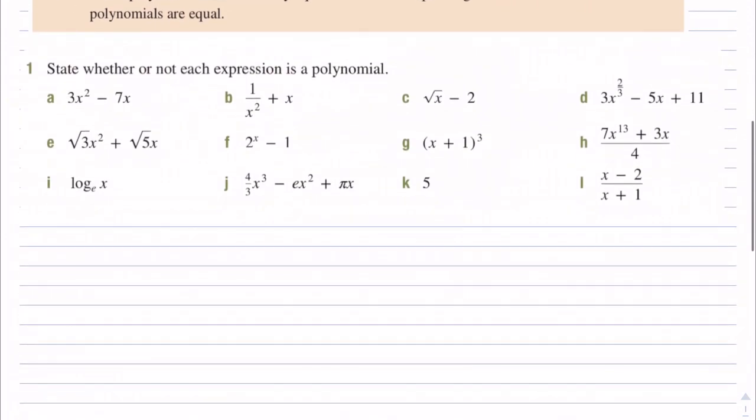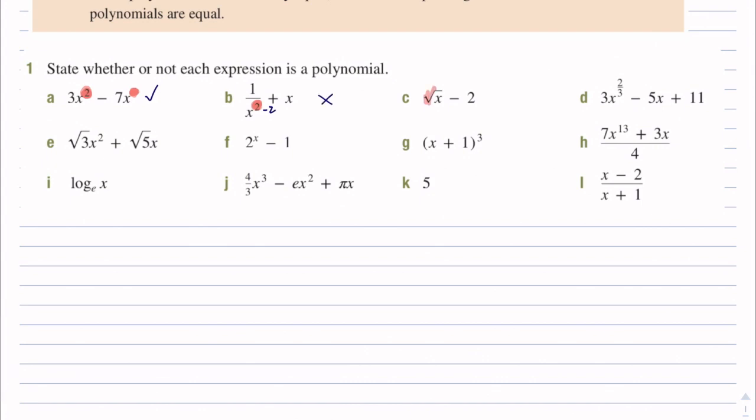Ignore this until you get to it. State whether or not each expression is a polynomial. Well, this is really simple. We've done this before. If everything's just whole number powers of x's and no negative powers of x's, so for example, this one, x is 2 and x is 1, then that is. But this one, x would be negative 2, so that is not.